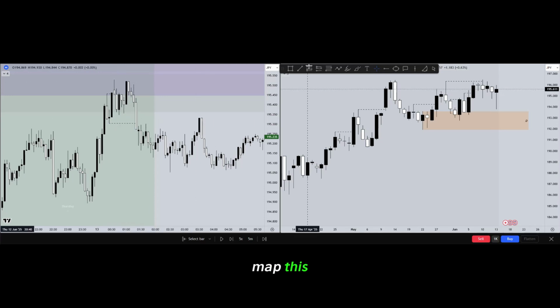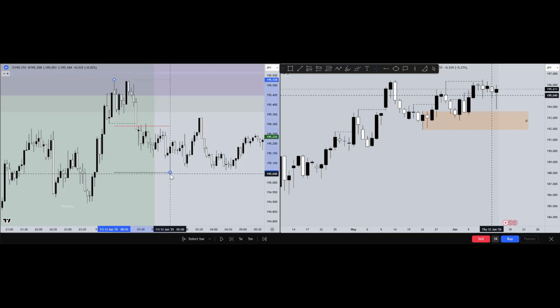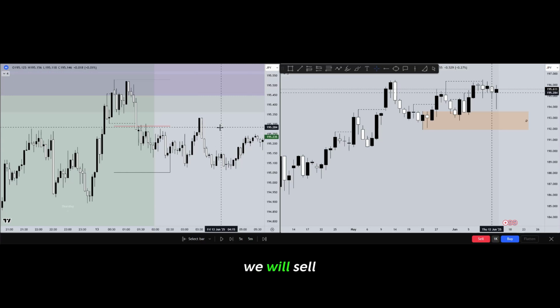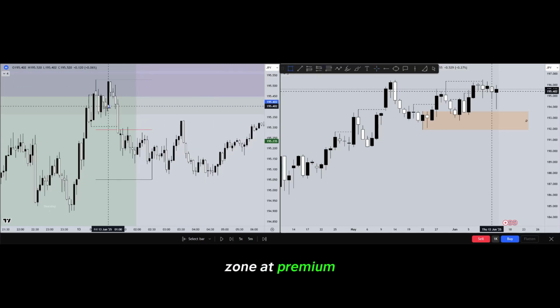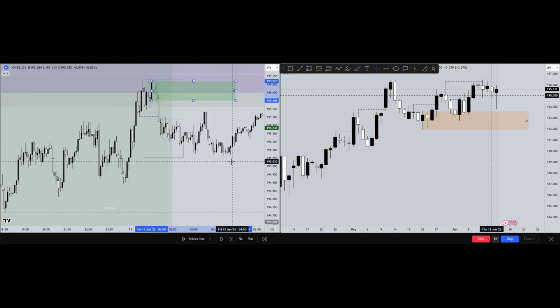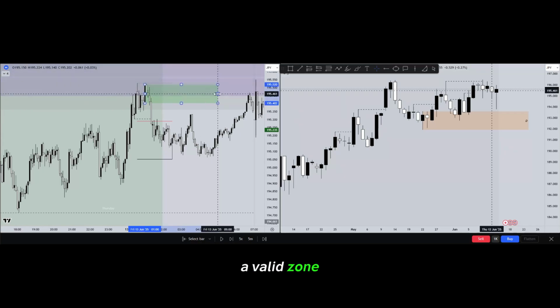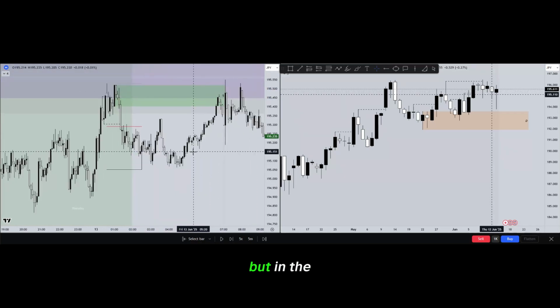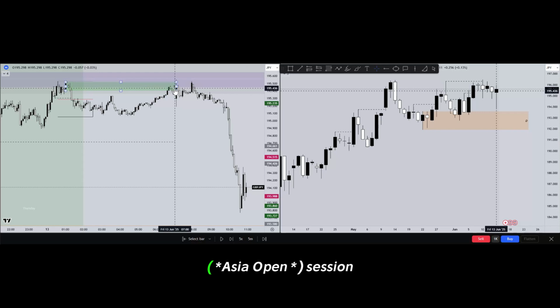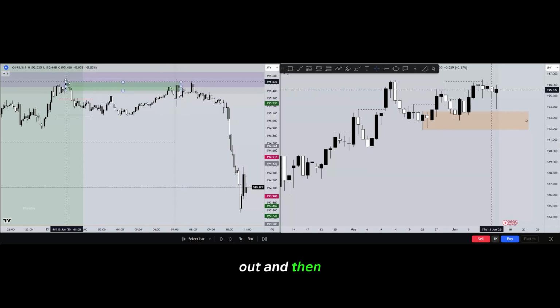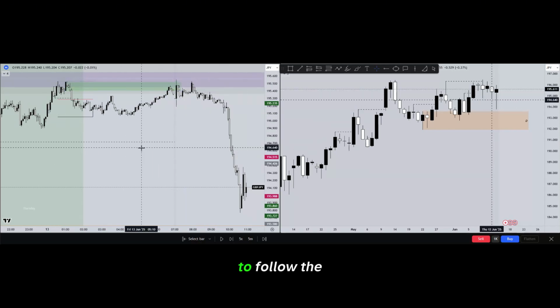So we will map this premium versus discount tool, and then we will sell from the supply zone at premium. So this is the supply zone I would like to trade from. It happened during the London session, so it is a valid zone to trade from, but in the New York session it stopped out and then continued to follow the trend.